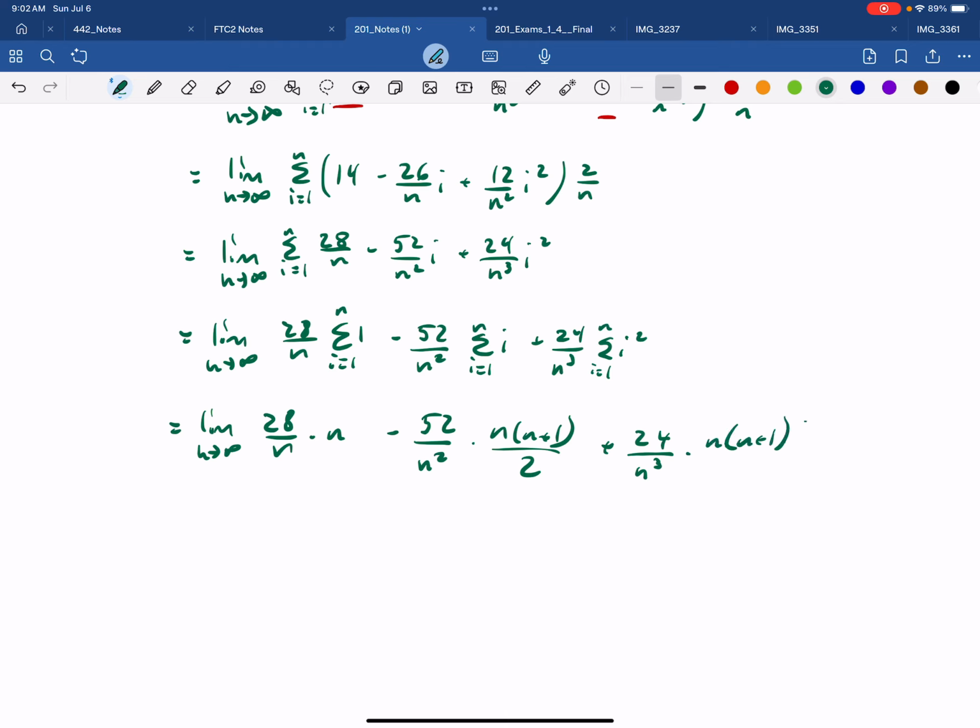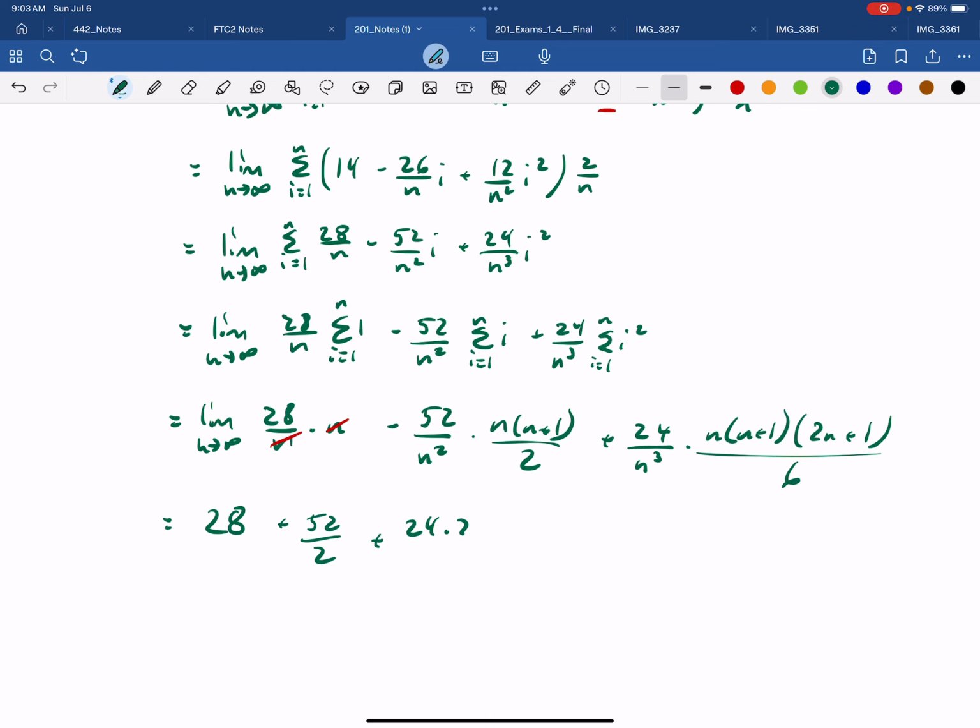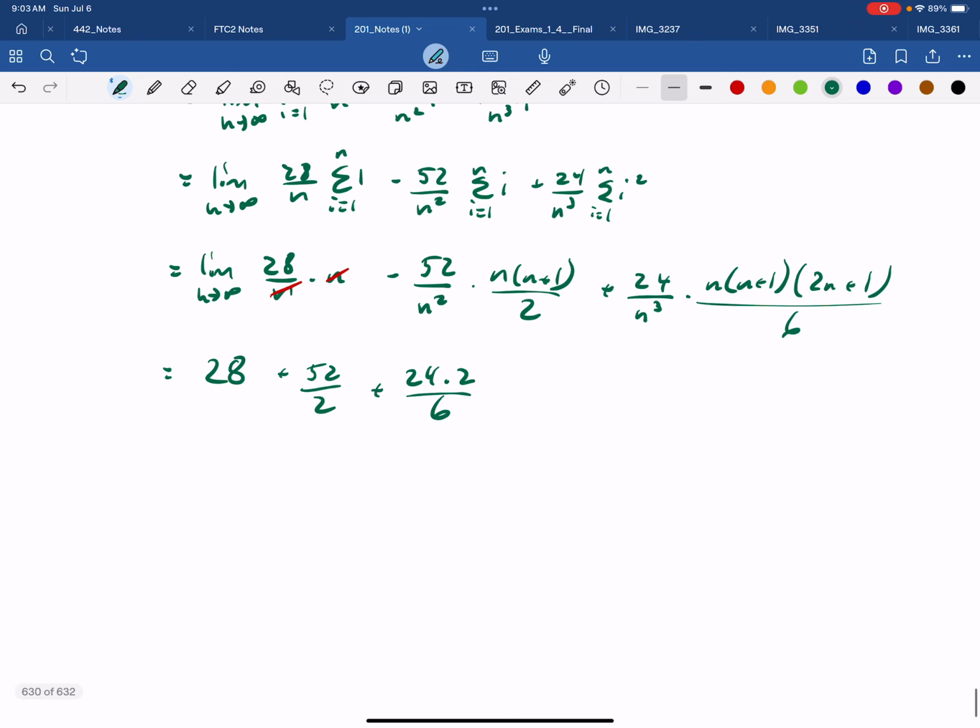And so when we take our limits, right, the first one should be pretty straightforward. It's just 28. But we wind up getting 28 plus 52 over 2 plus 24 times 2 over 6. And we can simplify this, so we should. 28 plus 26 plus 8. All right, 28 plus 26 is 54. So I think I'm getting 62. And that's our answer.